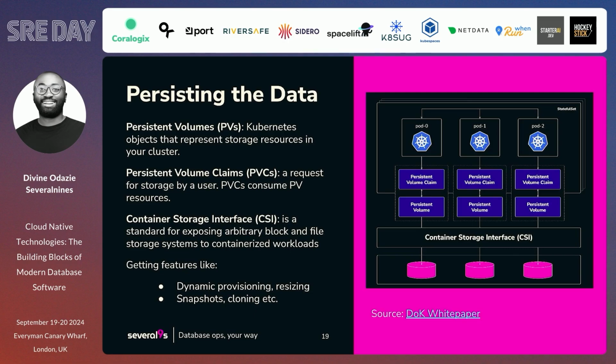And there are other aspects of storage persistence in Kubernetes, right? Like storage classes, which we can't really discuss in depth because of the time frame, right? I have only 10 minutes left.